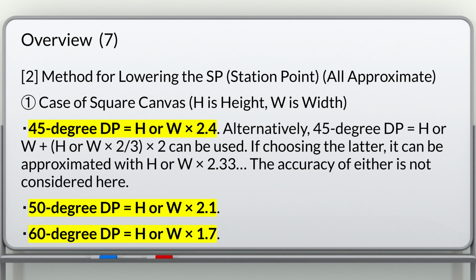First, let's look at the case of a square canvas. 45-degree dp equals h or w times 2.4. Alternatively, 45-degree dp equals (h or w plus h or w times 2 divided by 3) times 2 can be used. If choosing the latter, it can be approximated with h or w times 2.33. The accuracy of either is not considered here. 50-degree dp equals h or w times 2.1. 60-degree dp equals h or w times 1.7.